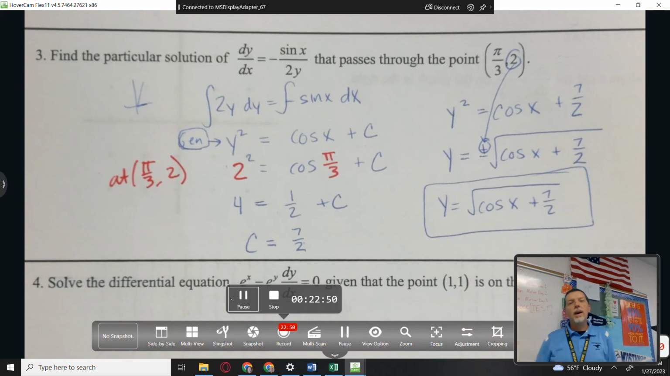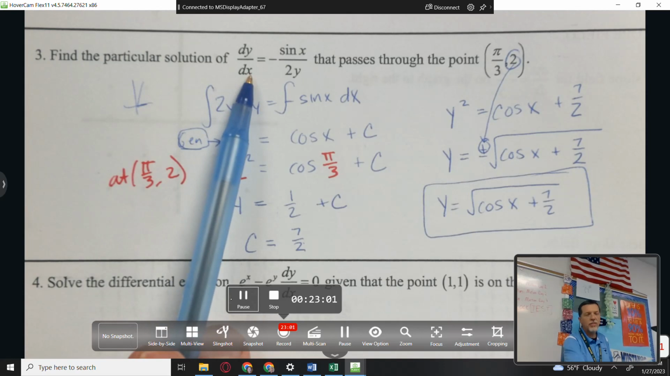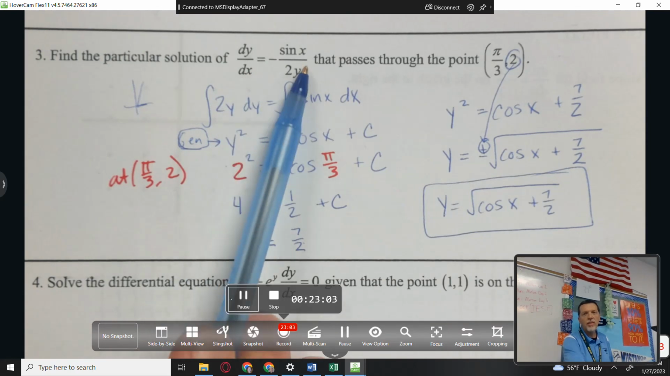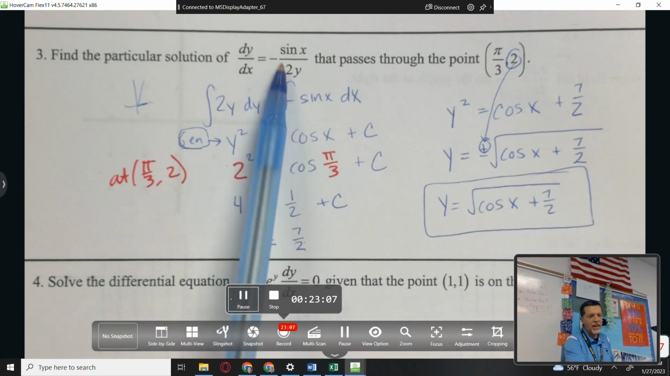And once again, if you were really committed to making sure you absolutely got that right, you could check it. You'd take its derivative, that would be the left-hand side of your equation. And then the right-hand side of your equation would be sine of x over that, and see if you got the same thing.